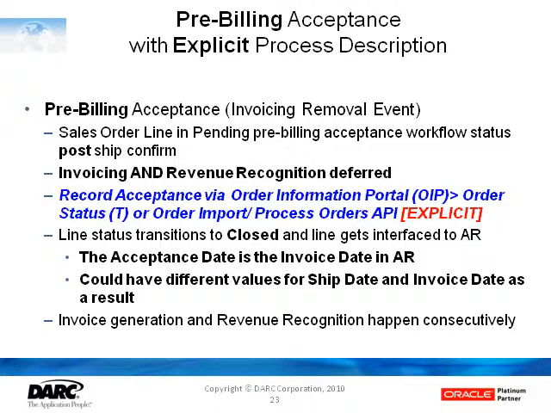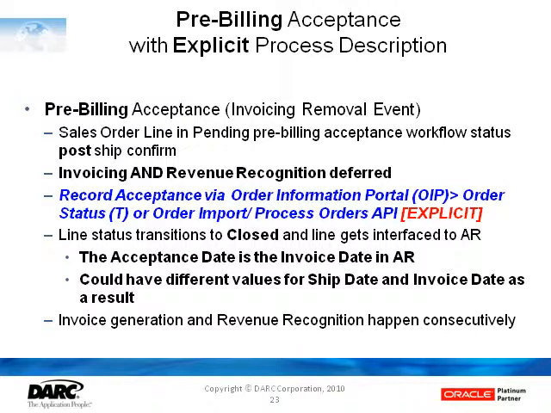So once we come out of ship confirm, the workflow line status changes to pending pre-billing acceptance from awaiting shipping. From that point on, because it's an invoice removal event dependency, both the invoicing and revenue recognition will be deferred because it's pre-billing, before invoicing. Then, systematically or programmatically, the acceptance would need to be completed. In this example, it would be explicit, so it could be manual or programmatic via the OIP, the order import process API. And once the acceptance is completed, the lines would transition to closed.